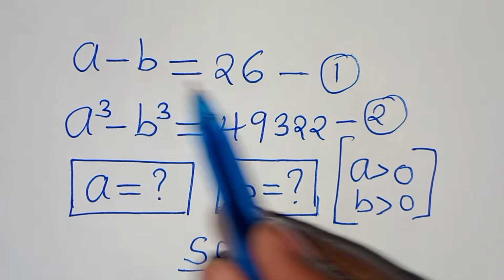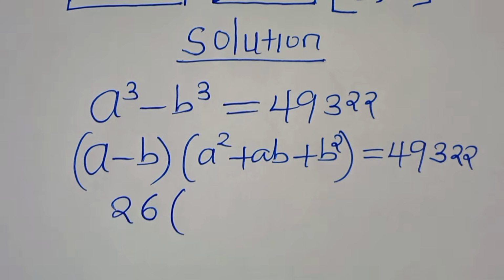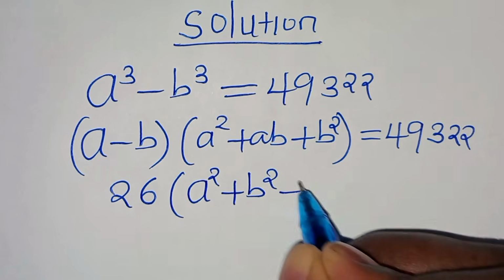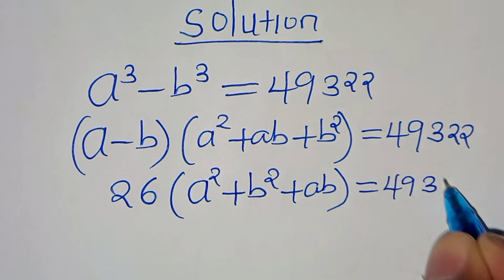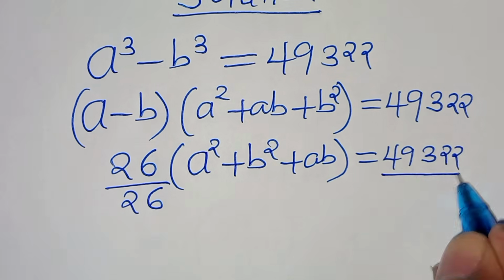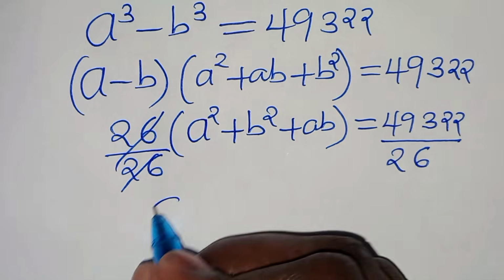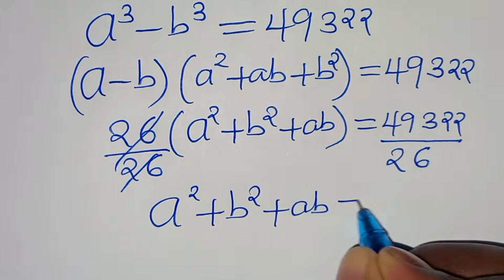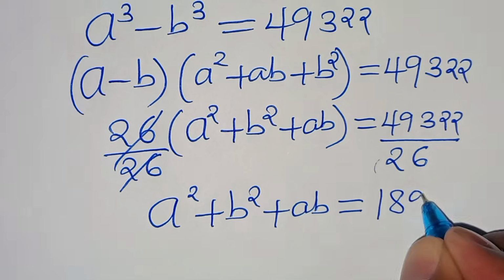So let's substitute a minus b with 26. We have 26 in parentheses, a to the power of 2 plus b to the power of 2 plus ab, close the parentheses, equal to 49,322. So let's divide both sides by 26, so that 26 and 26 simplify. This means we have a squared plus b squared plus ab equal to 49,322 divided by 26, which is 1897.